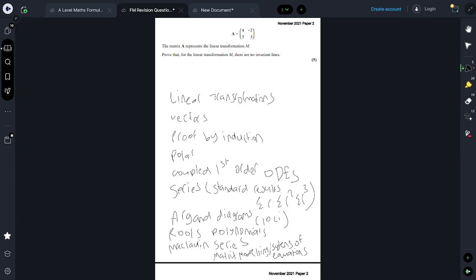Yeah. So this is the first question. I'll write it here, predicted topic. That's not part of the question here. Okay, so let's have a look at this first question. It's a transformation question, and it's about invariant lines. It says the matrix A represents the linear transformation M. Prove that for the linear transformation M, there are no invariant lines.